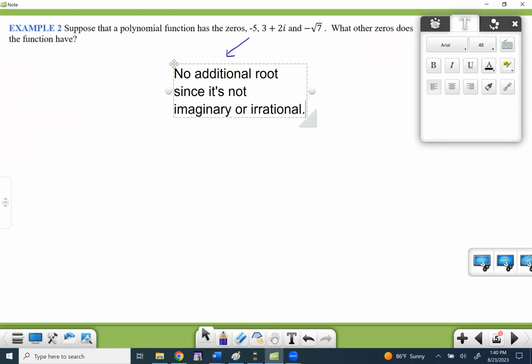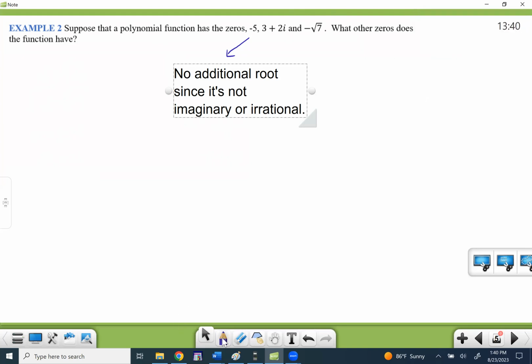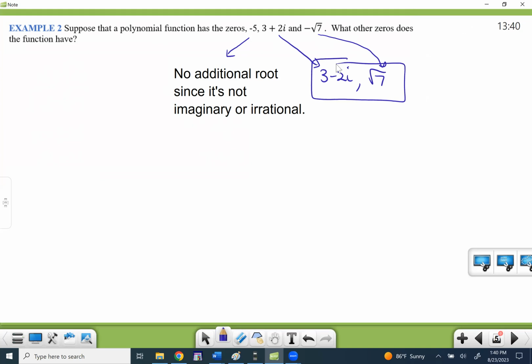All right, but we will get some additional roots from these other two, okay? So 3 plus 2i can never be a root by itself. Its conjugate buddy, 3 minus 2i, is also a root. And then we can't get negative root 7 without also getting positive root 7, because irrational numbers also come in pairs. So those are going to be our additional roots here.